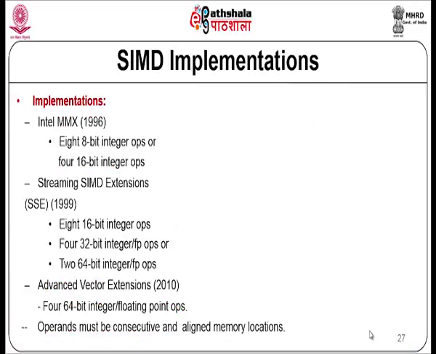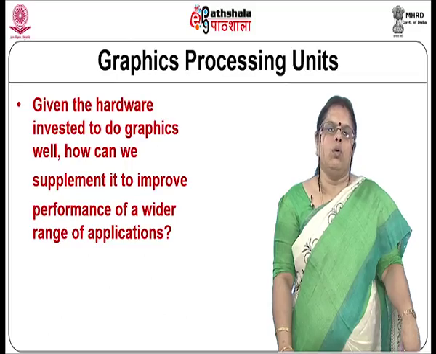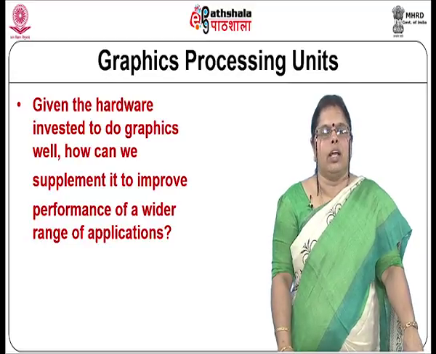If you look at SIMD implementations which are available, in 1996 Intel processors extended their instruction set to support MMX instructions. So you could have 8 8-bit integer operations or 4 16-bit integer operations, and then streaming SIMD extensions were brought in, then advanced vector extensions were brought in 2010. So to the existing architecture itself, these changes have been brought in by giving support for some additional instructions and also modifying the architecture slightly. So that is how SIMD extensions can exploit the data level parallelism.